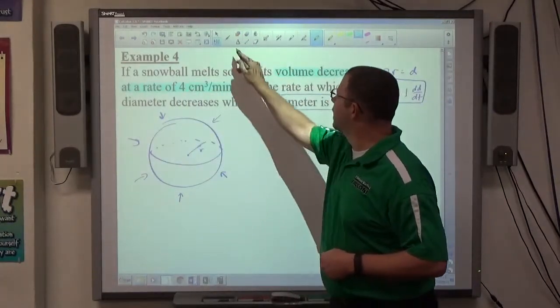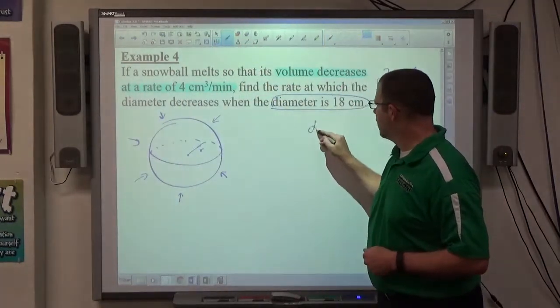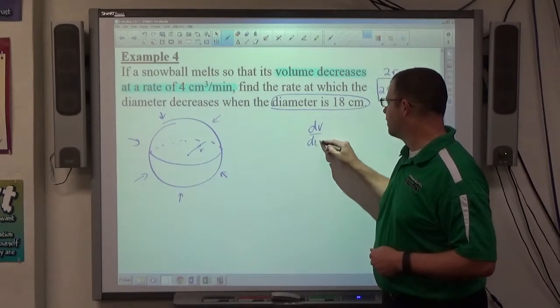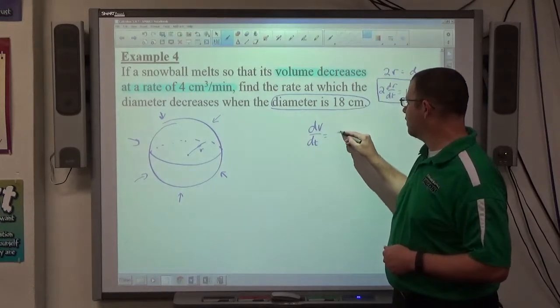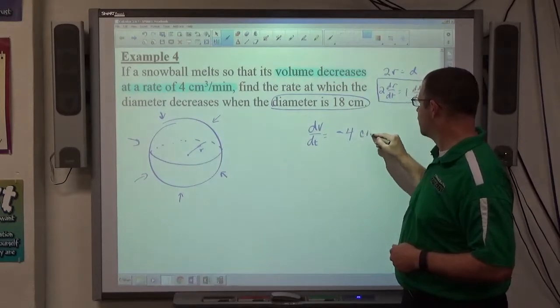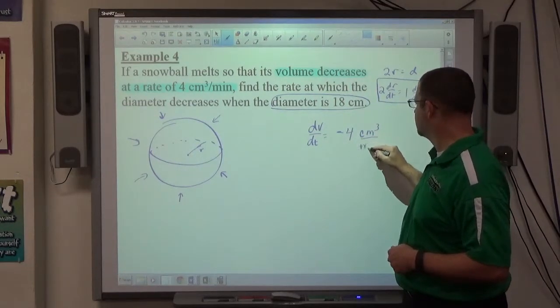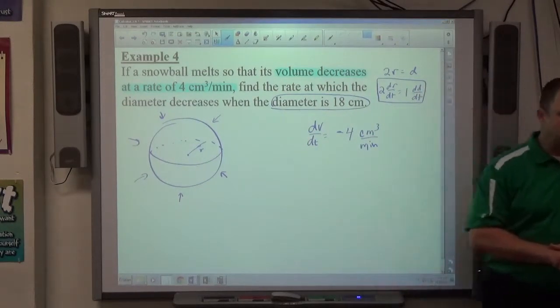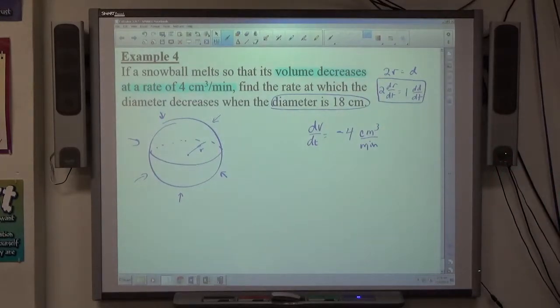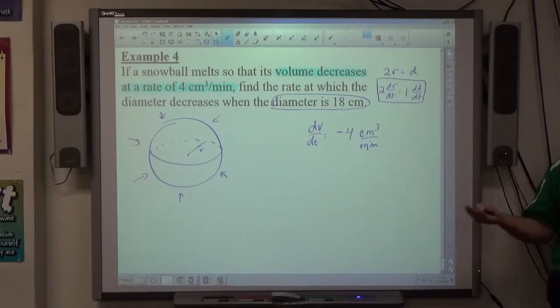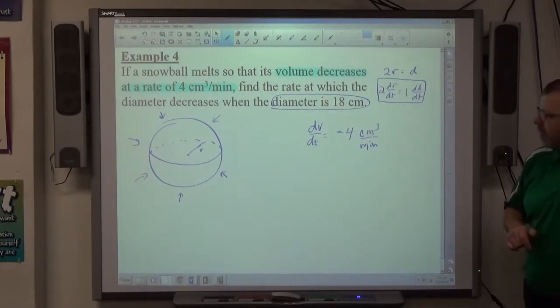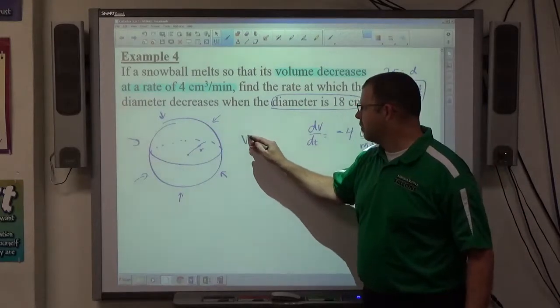So what they're telling me there specifically is the change in volume with respect to time is negative 4 centimeters cubed per minute. Why is it negative? It's decreasing. It's very important when you put rates down that you always consider sign. Should it be a positive rate or a negative rate depending on what's happening in the problem? Volume is getting smaller, so the volume rate of change should be negative. So volume is something that might be important to me.